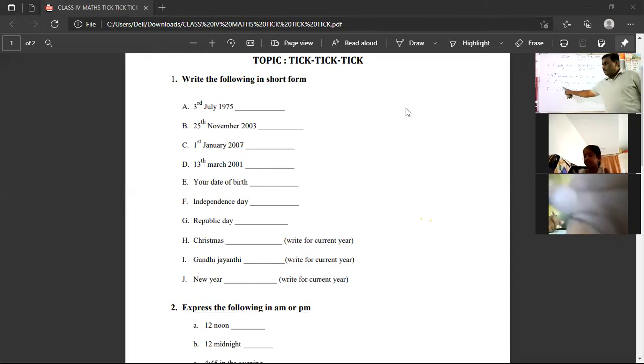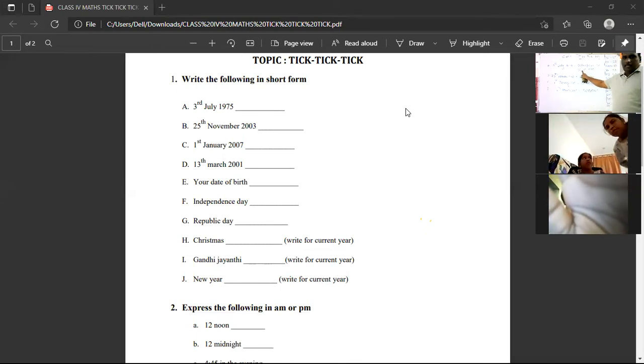Date you have to write, then month you have to write, then year you have to write. Slash can be kept, dash can be kept. Choice is yours. Generally, slash we prefer. You can keep dash also.